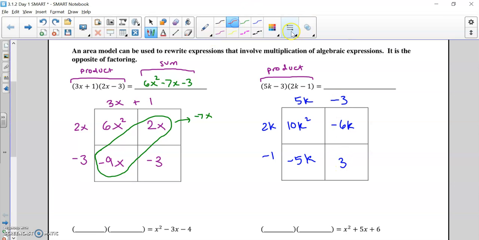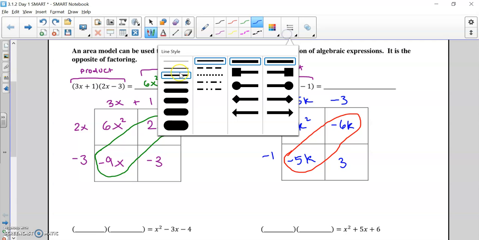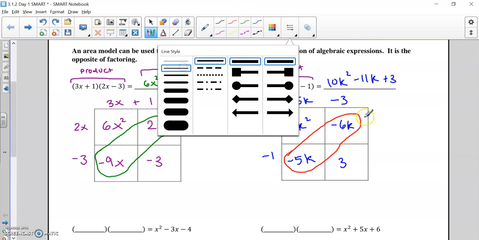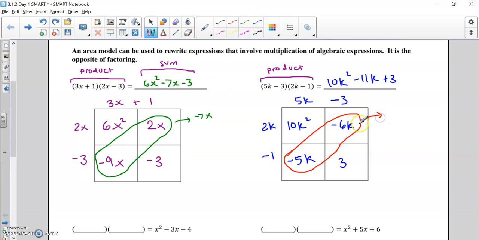Now, once again, don't forget that we do have some like terms here. All right, so we can say that we get, let's put that back in blue, we have a 10k squared. We have negative 5 plus negative 6. That's going to give us a negative 11k. And we have a plus 3 on the end. Okay, and once again, that negative 11k came from these two added together.